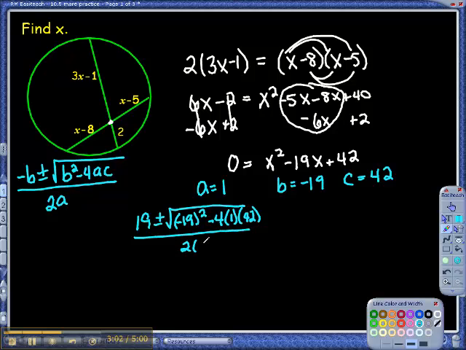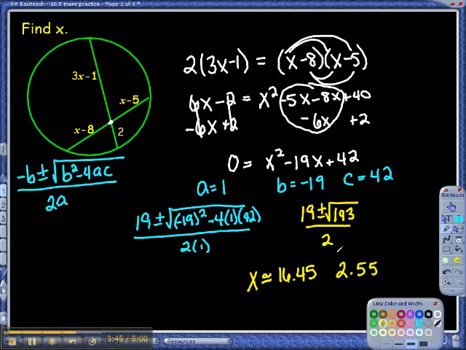and all of this is over 2 times a. Now, as you start to simplify this, you would end up with 19 plus or minus the square root of 193 all over 2. Well, 193 is not a perfect square either, so we're going to just get an approximate decimal. If you take your 19 plus the square root of 193, hit equals, and then divide by 2, you would end up with that x value being approximately 16.45. If you did the minus scenario, you would end up with 2.55.